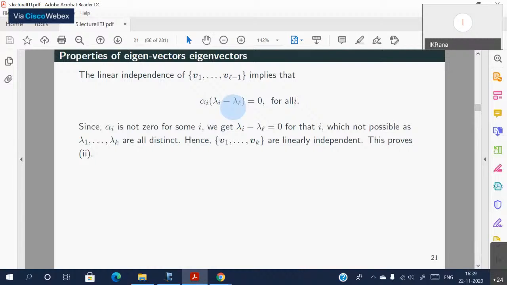So that means that L, which is the smallest dependent, is actually equal to n. So all are linearly independent. So eigenvectors corresponding to distinct eigenvalues are linearly independent. One proves it.